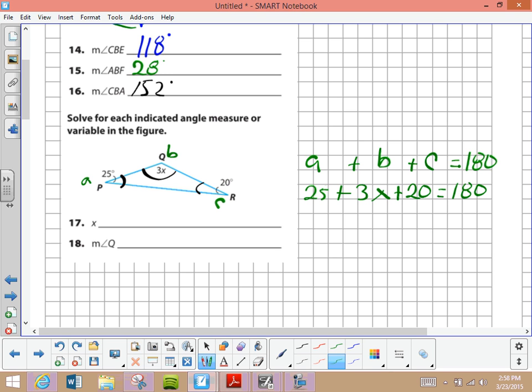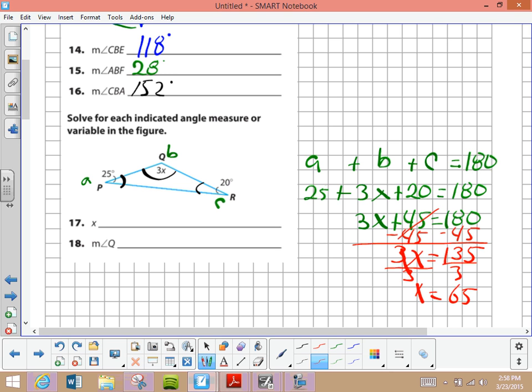So what can I do here to make it easier? Combine 25 and 20. What does that give me? 45 equals 180. Now that looks like something you recognize, right? Subtract 45 from both sides, and you end up with 3x equals 135. You divide by 3. I shouldn't have to spend time teaching you that, because you've been doing it for so long.